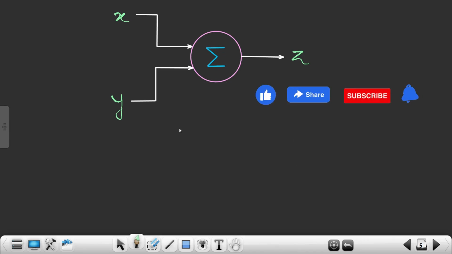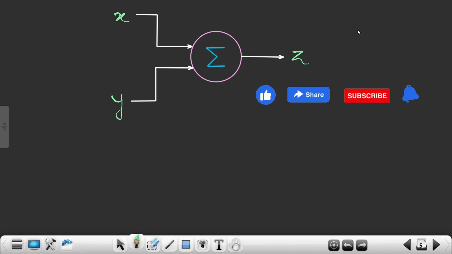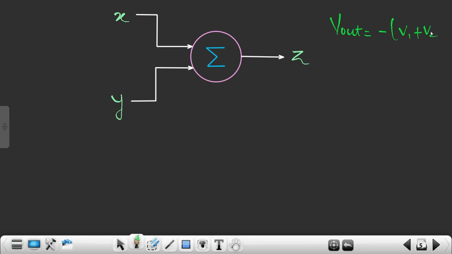This is my adder. But if you could remember again, when we design a summing amplifier with the help of op-amp, our output was V out is equal to minus of V1 plus V2, right? If you could remember this particular term, obviously there were certain gains as well, RF by R1 or 1 plus RF by R1, right?